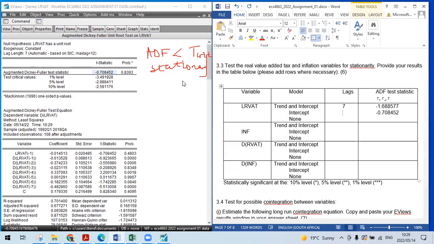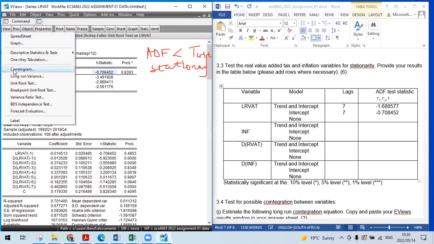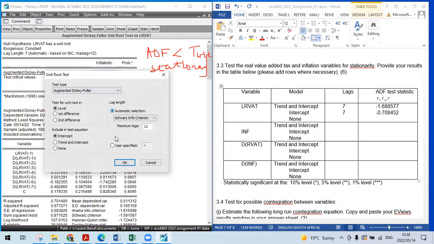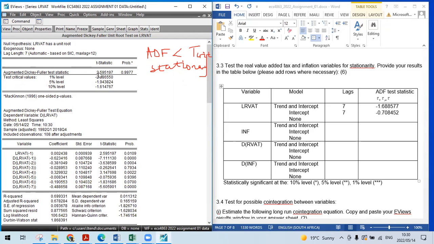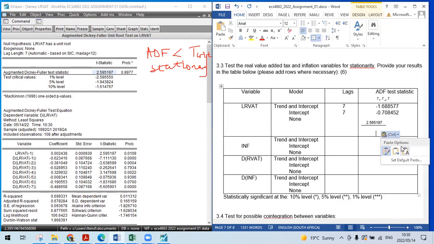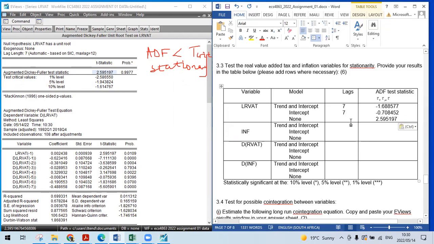It's not stationary. No stars. What is our lag length? It is 7. And look, -0 is greater than all these 3. So no star, not stationary. We move on to the last one where we test none here, right? If you look at none, it's +2. +2 is greater than all the 3. The 3 are negative. So it's not stationary, no star. The lag length is 7.